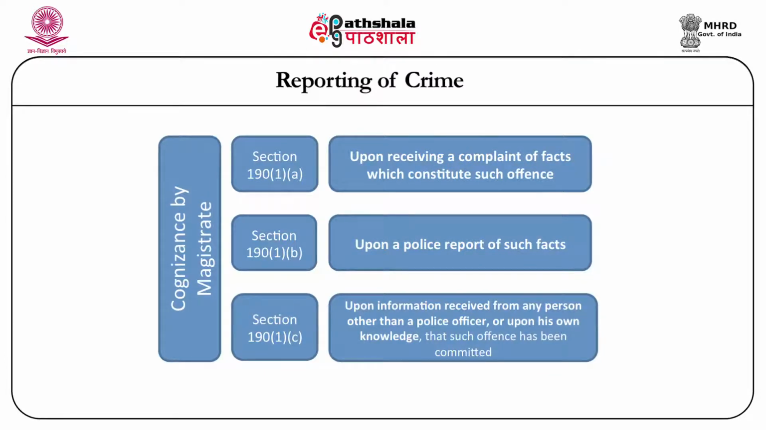Section 190 speaks of three different types of cases by which the magistrate may take cognizance of the offence. The first is upon receiving a complaint of facts which constitute such offence. Section 190 subclause 1 subclause A provides that a magistrate may take cognizance upon receiving a complaint of facts which constitute such offence. Clause B of subclause 1 of section 190 provides that the magistrate may take cognizance upon police report of such facts.